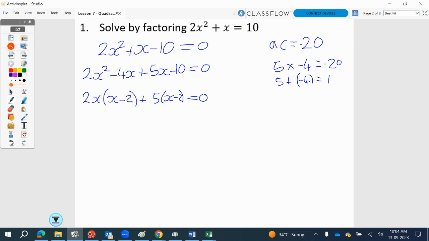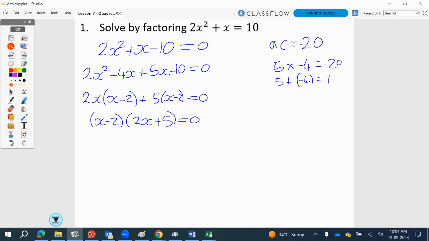The first two terms have a common factor. What is the common factor to the first two terms? x minus 2. So what I'm doing at this point is factoring out the x minus 2 from those two terms. That would leave me with (x minus 2)(2x plus 5) is equal to 0.